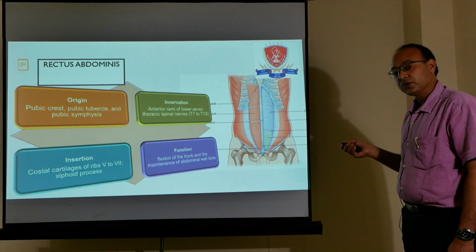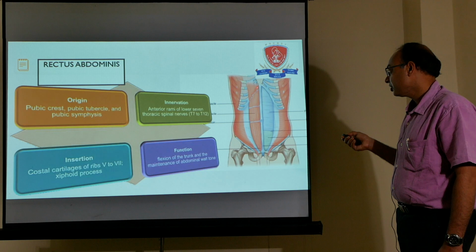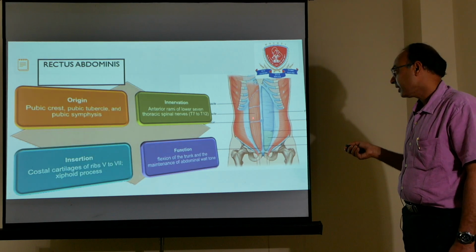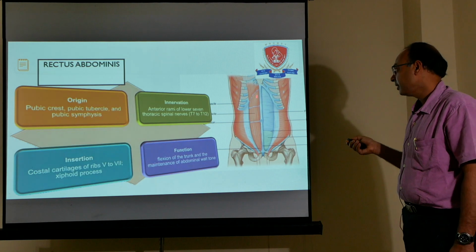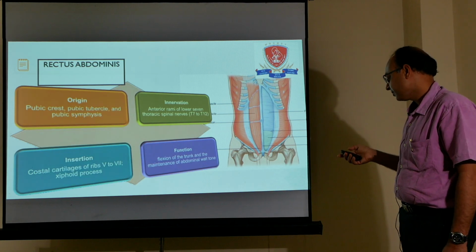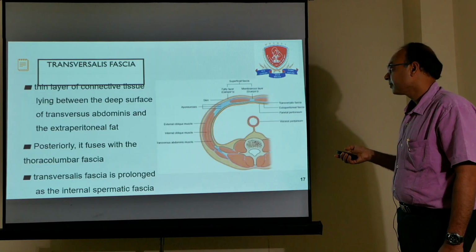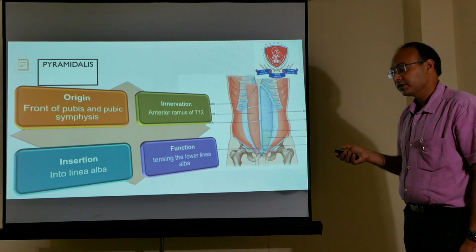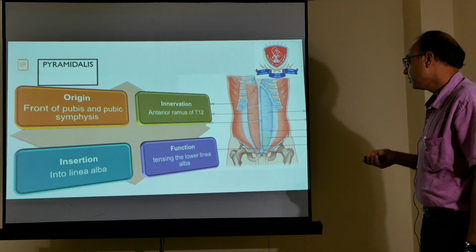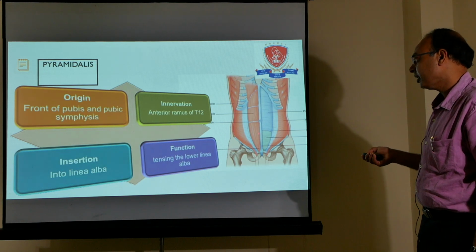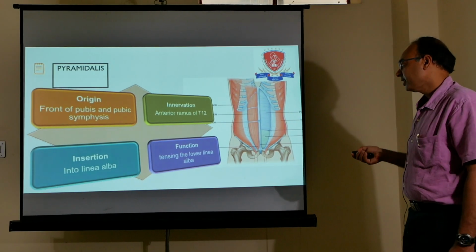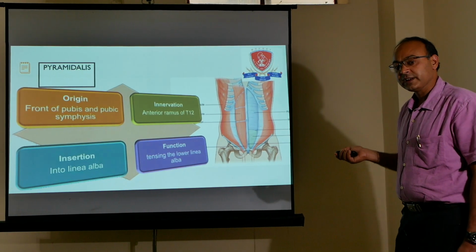It has three tendinous intersections, one at the level of the xiphoid process, another at the level of the umbilicus, and one in between these two intersections. This is the small pyramidalis muscle, which originates at the pubic symphysis and inserts into the linea alba, and its function is tensioning of the lower linea alba.